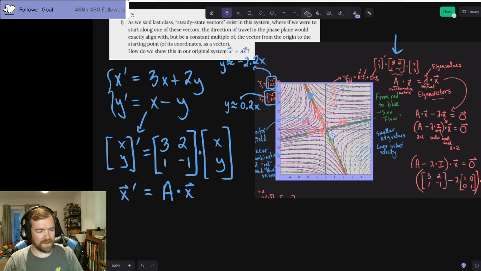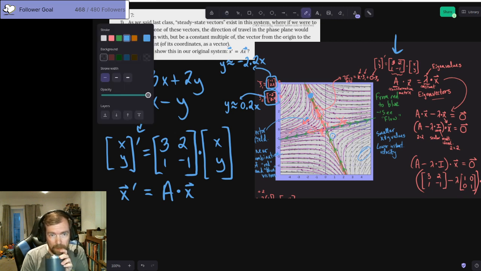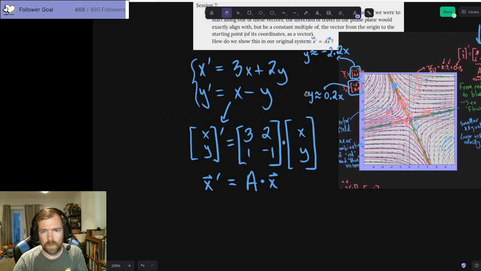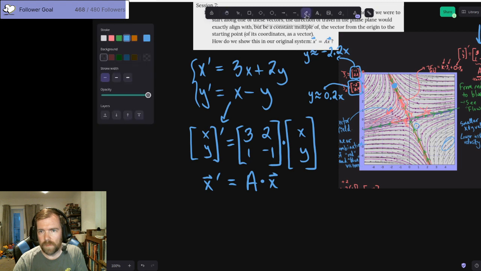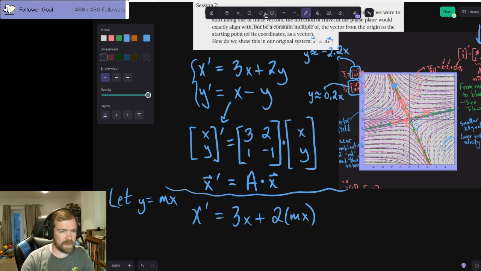Well, set y equals mx, so we get the top would be x prime is 3x plus 2mx. The second one is going to be y prime, which is mx prime, because we can just move the constant out. It's equal to x minus mx. Let y equal some constant times x.